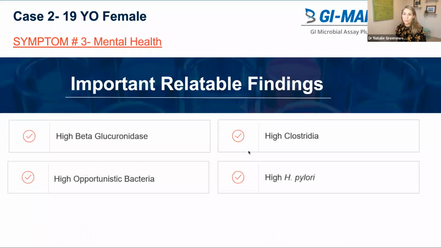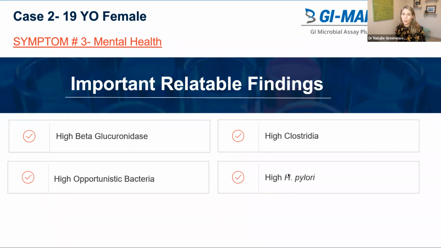And then the mental health. So same thing as I spoke about with the last patient, with the high Clostridia, so high beta-glucuronidase. The high beta-glucuronidase, again, can cleave epinephrine and norepinephrine in the GI tract and make patients more anxious. The high opportunistic bacteria, again, are very inflammatory in nature. The histamines can really affect patients with anxiety. And the high Clostridia is in reference to the high beta-glucuronidase, because they contain that.